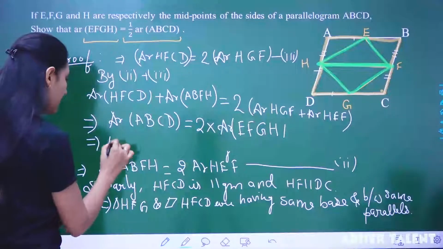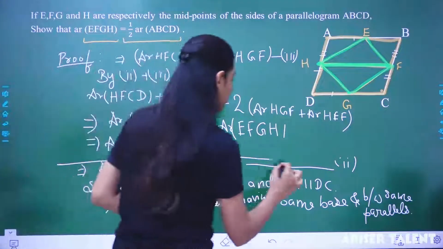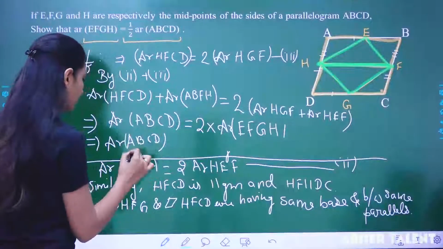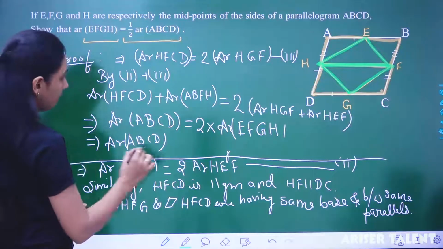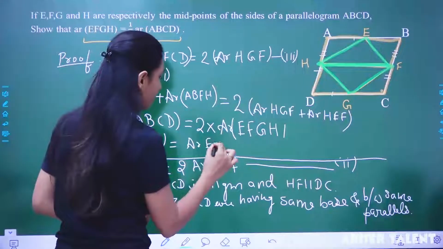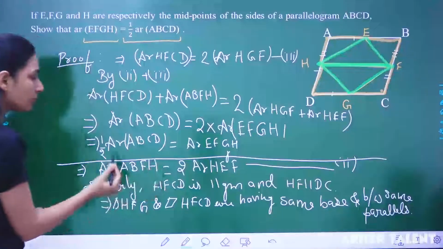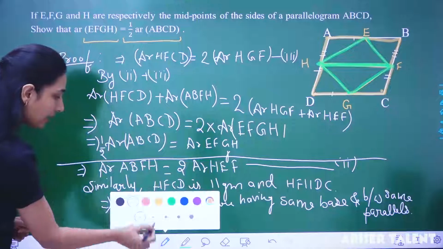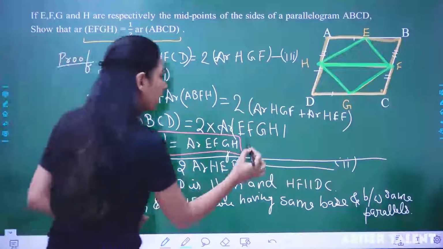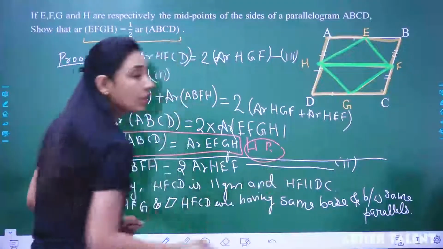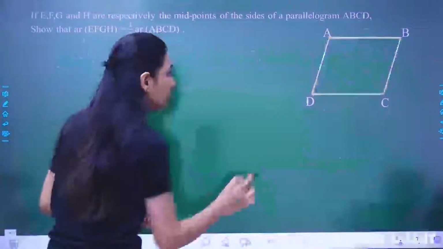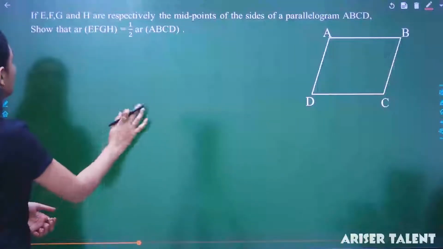That means area ABCD is half equal to area EFGH. I have just transposed this to here. Okay, and this is what we were seeking to prove, right? So hence proved. This is your solution for this question. Okay, understood? Is it clear? Okay, move on to the next question.